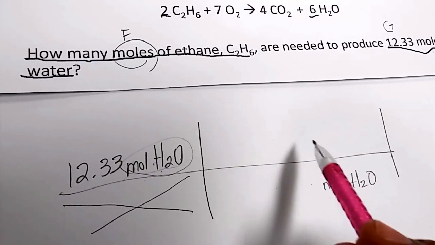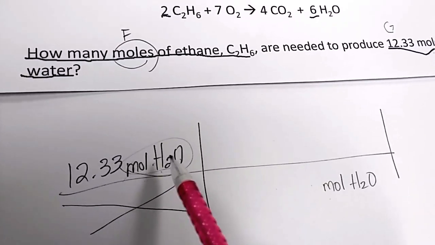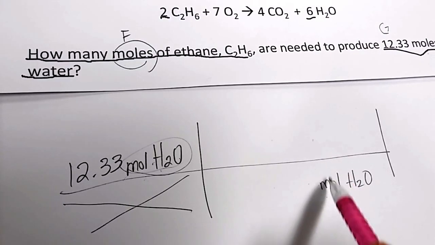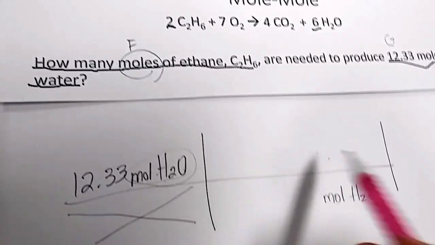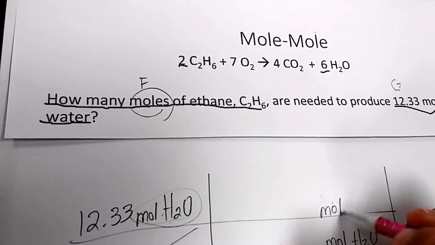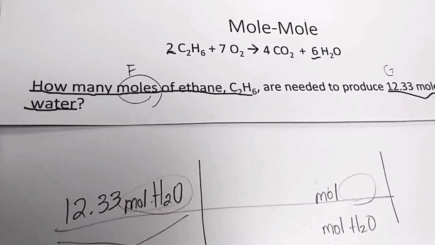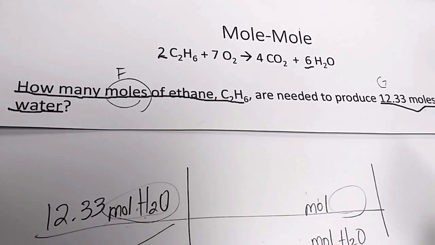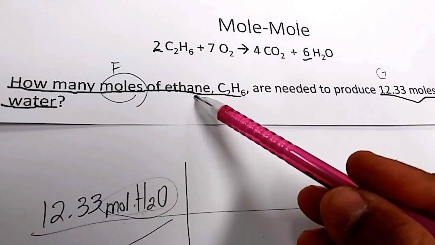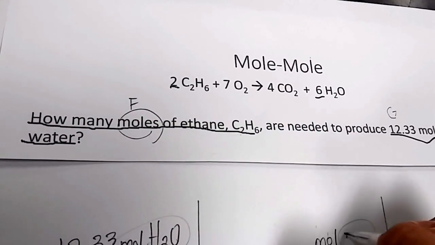Keep in mind that I just finished saying that if you start with moles in the given, that means the next top and bottom step has moles on top and moles on the bottom. For the compound, it's going to be the other compound that's being asked for. So in this case, they're asking for ethane, C2H6.